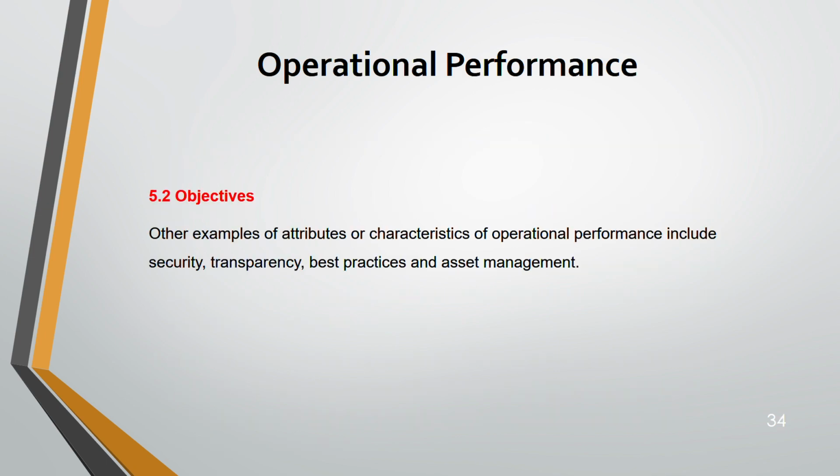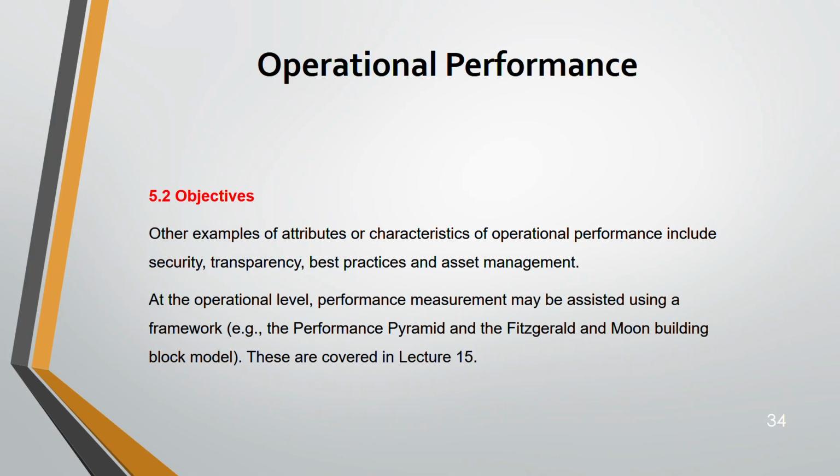Next, objective is. So other examples of attributes or characteristics of the operational performance will include, apart from those five: security, transparency, best practice, and asset management. Your performance should be secure, it should be transparent, it should be best practice, and also asset management. And at the operational level, performance measurement may be assessed using a framework, performance pyramid, and Fitzgerald and Moon building block model, which we are going to cover in lecture 15.